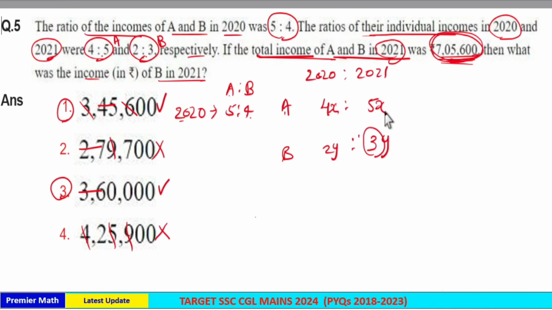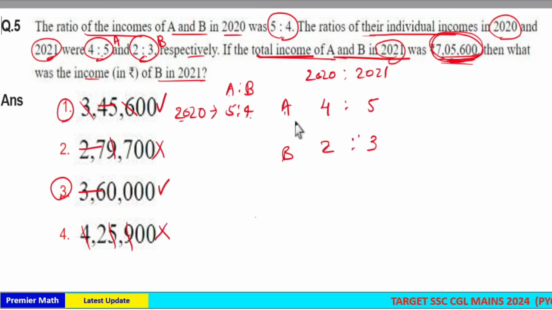That is, just equate the 4x and 2y as 5 and 4. Then you will get the relation in 2021 for A and B. Here in 2020, A's part is 5 part, so multiply it by 5 by 4, then you will get it as 5 part. Now we have equated. When you multiply it by 5 by 4, you should multiply 5 with 5 by 4 as well.